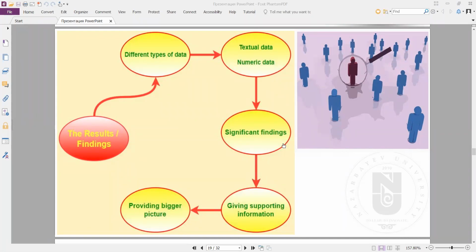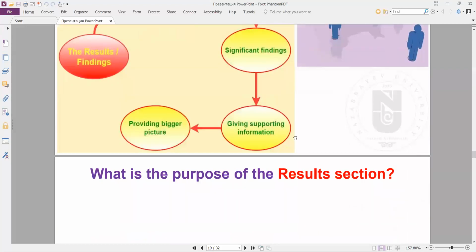Any significant findings, okay? So this is how you go back to your literature review again, and compare some significant findings different to those which were found in other research by other researchers. Give supporting information to your significant findings, and this is how you provide a bigger story, a bigger picture, for the whole of your story, okay, research story.